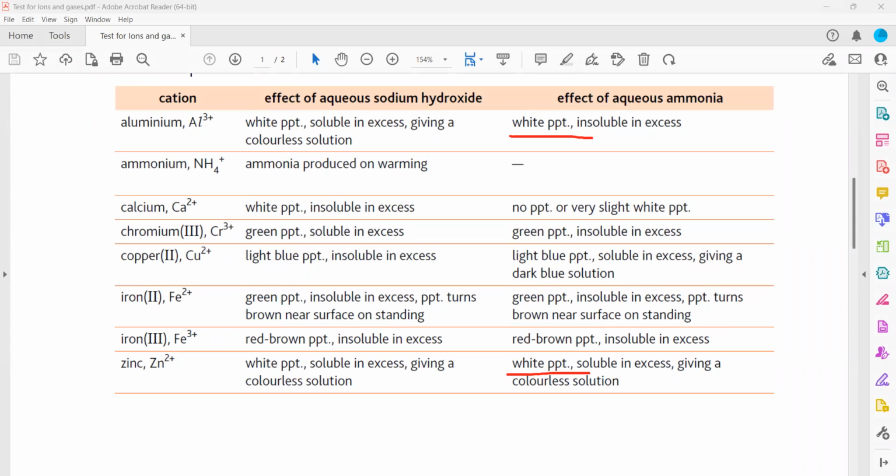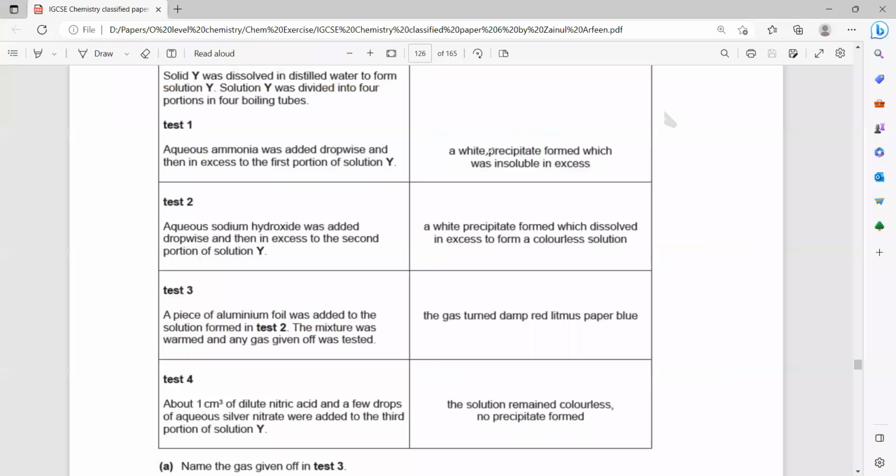So if you check the question, aqueous ammonia was added dropwise, and a white precipitate formed which was insoluble in excess. If the white precipitate is insoluble in excess, this shows that the solution contains aluminum ion. So this is an ID, aluminum ion is there. Then aqueous sodium hydroxide also confirmed that there's an aluminum ion.